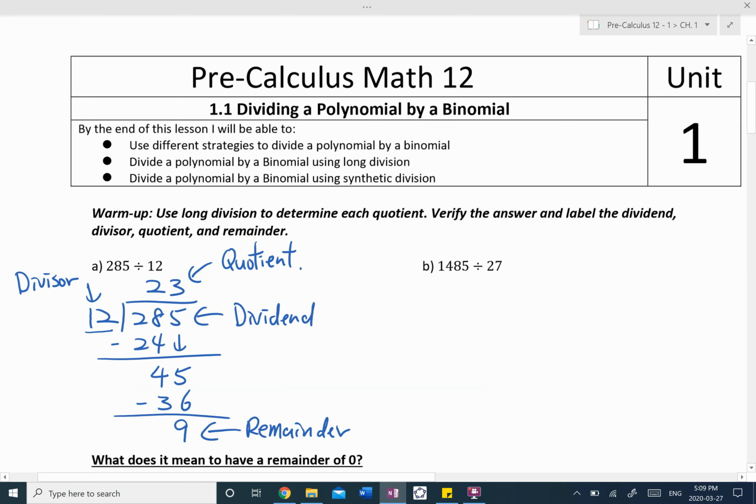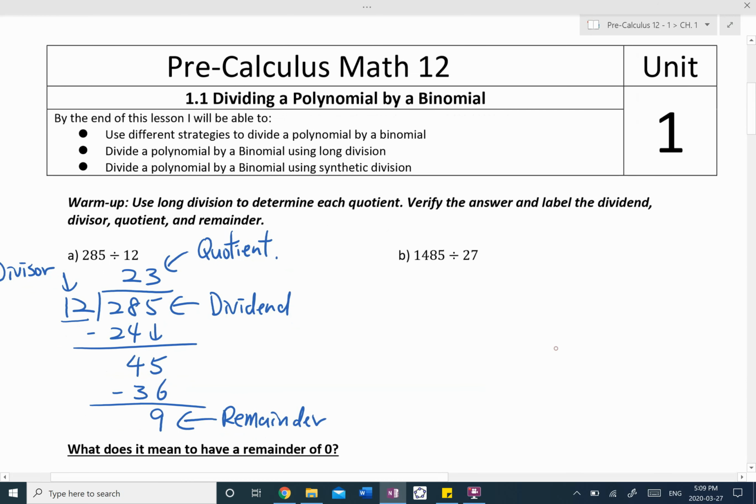Okay, so we did this in elementary school. I don't remember when, but a long time ago. So if you don't remember, that's how you do it. We'll do another example. In part B, we have 1485 divided by 27. And this one is slightly more challenging.